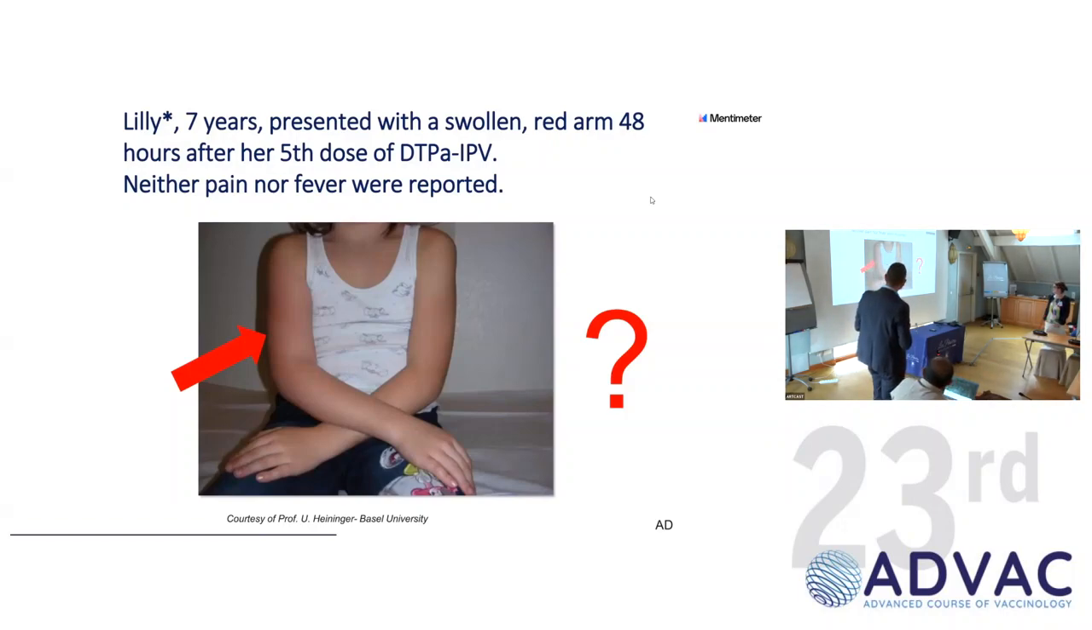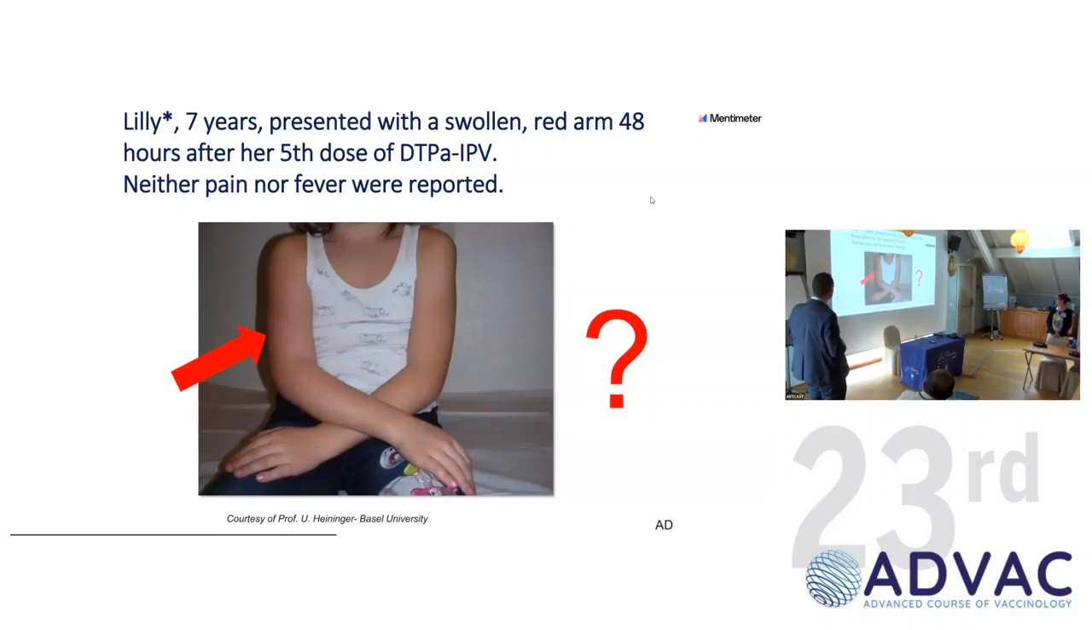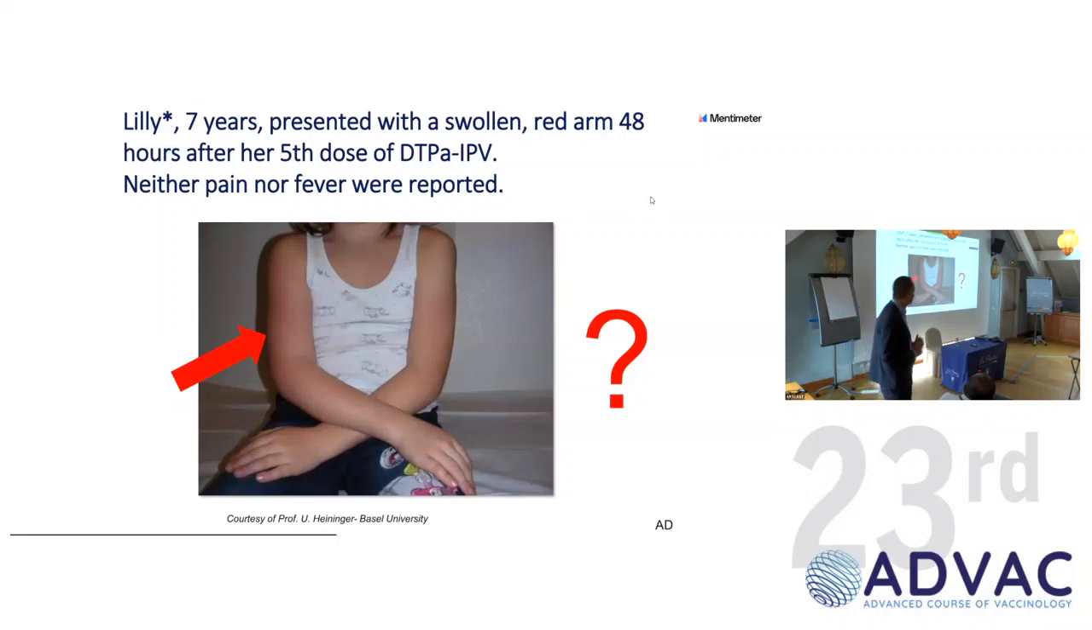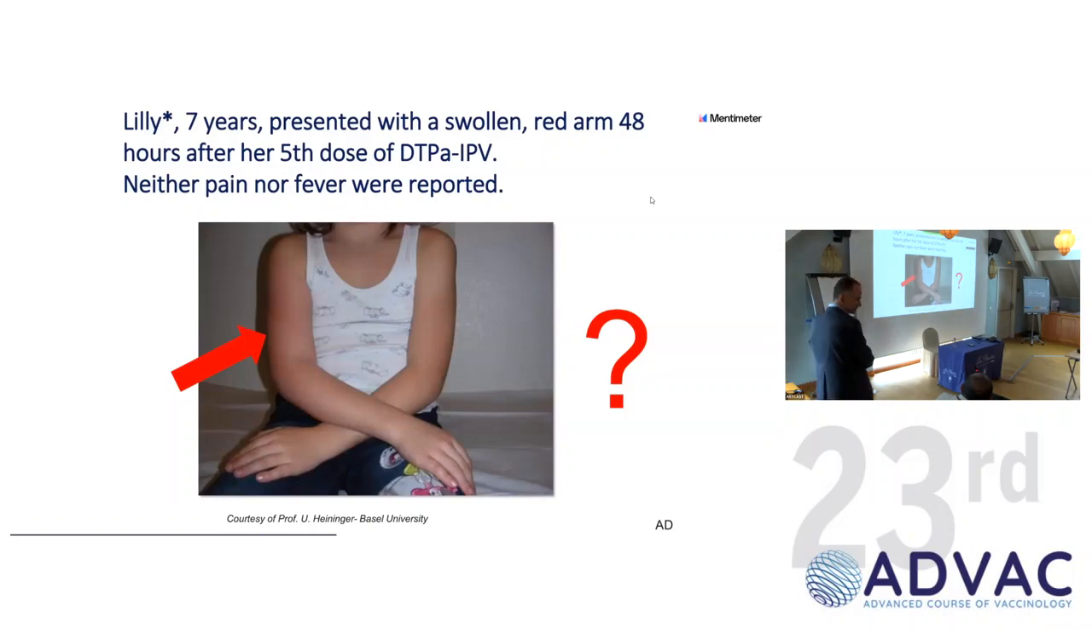Lily is 7 years old. This girl presents a swollen and red arm on the right, the full arm, from here to here. After the fifth dose of the vaccine, this time neither pain nor fever were reported. No pain at all.